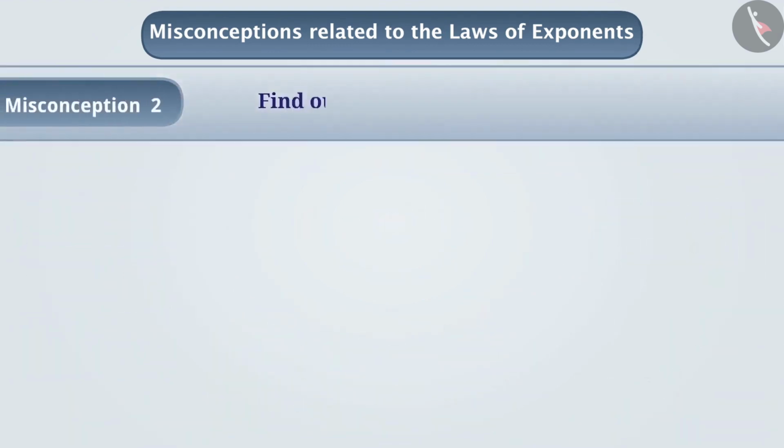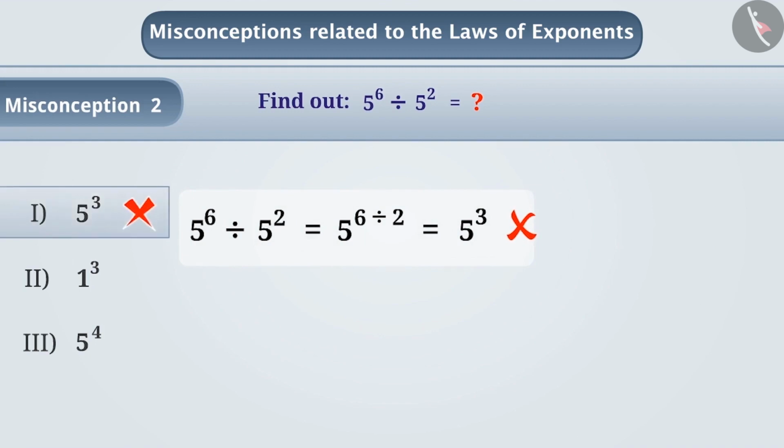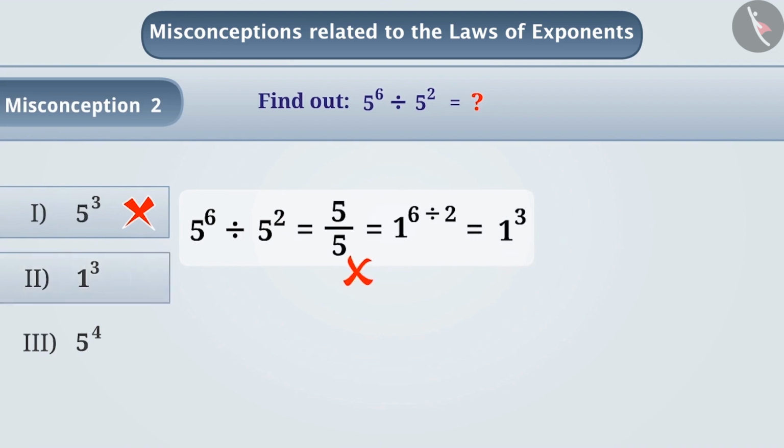Misconception 2. Find the value of 5^6 ÷ 5^2. While dividing 5^6 by 5^2, some children keep the base the same and divide the exponents of both the numbers, which gives them the wrong answer, 5^3. That is, option 1 is wrong. Some children divide the base and then divide the exponents, which gives them the answer 1^3. This is also incorrect. Therefore, option 2 is incorrect.